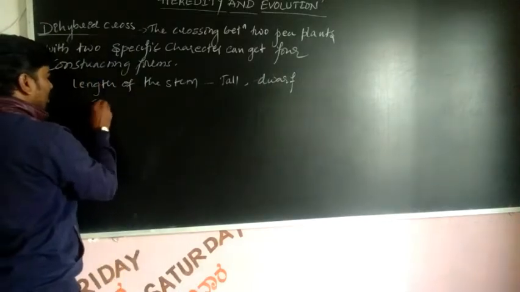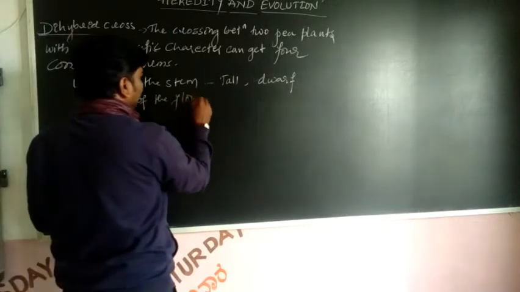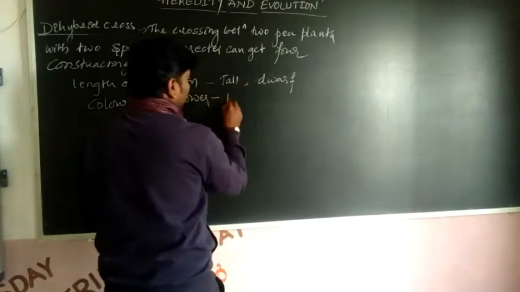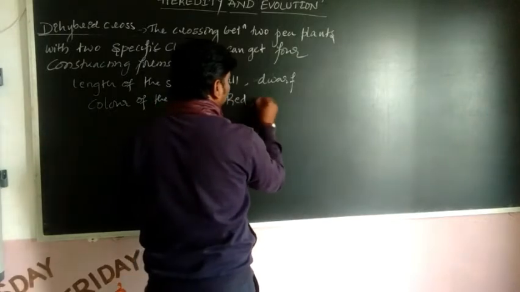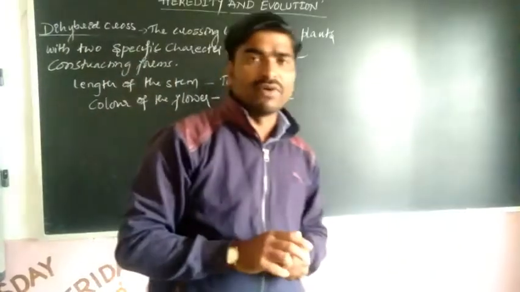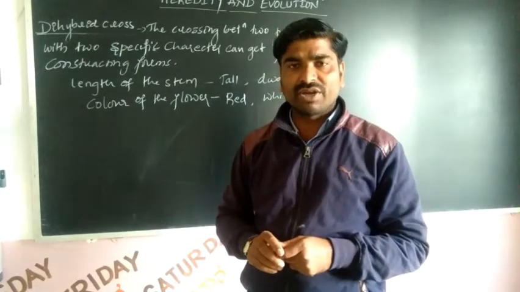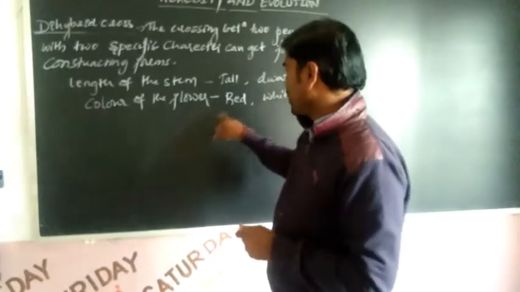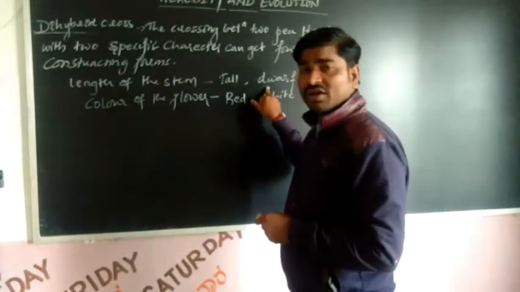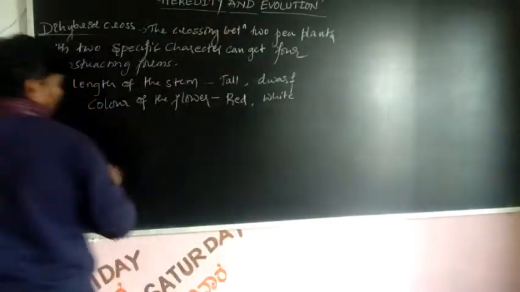And the other is the color of the flower. For the color of the flower, we take red and white. Red and white are the two contrasting forms for the color of the flower character. Color of the flower character has two contrasting forms, like red flower and white flower. And for length of the stem, tall plant and dwarf plant. Is it clear?